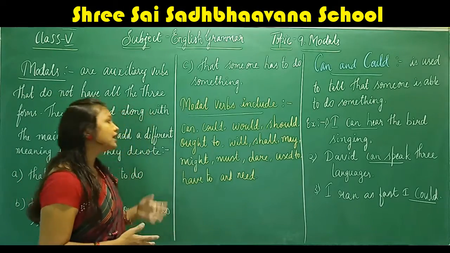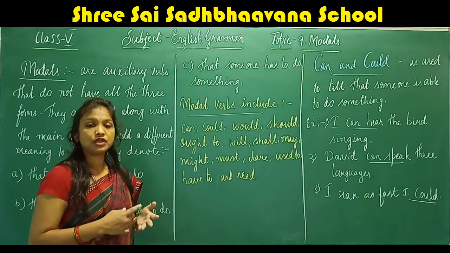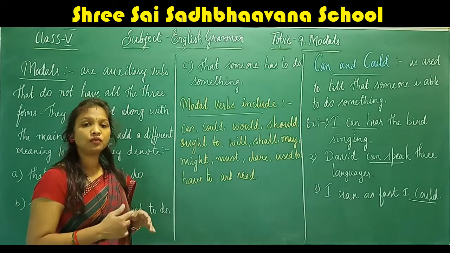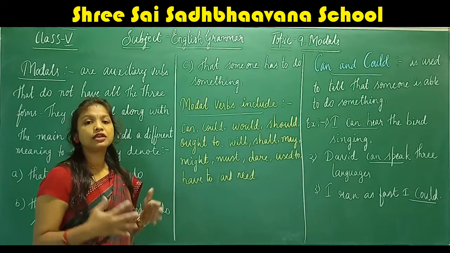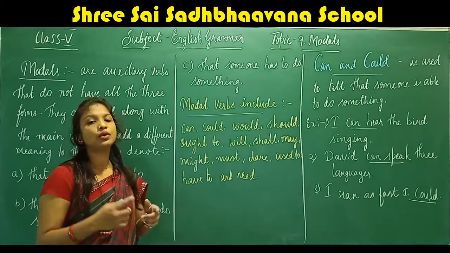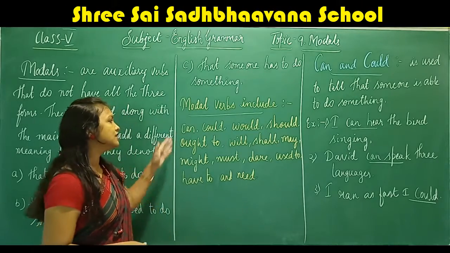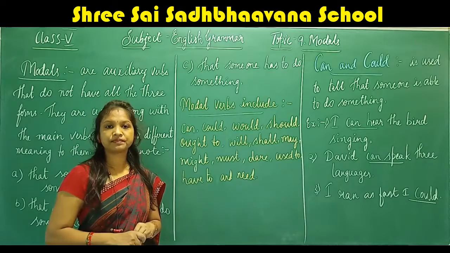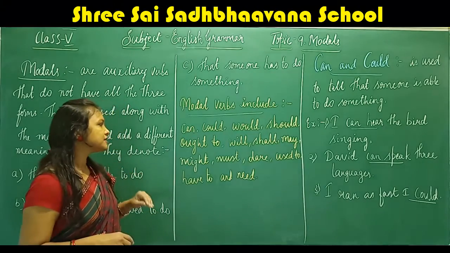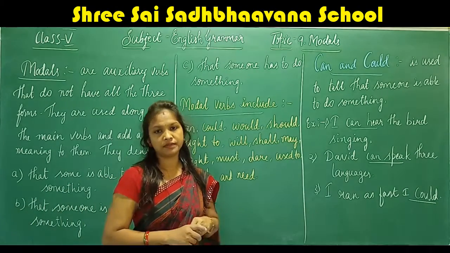Now, which words come under modal verbs? The verbs like can, could, would, should, ought to, will, shall, may, might, must, dare, used to, have to, and need. All these words come under modal verbs. Got it?